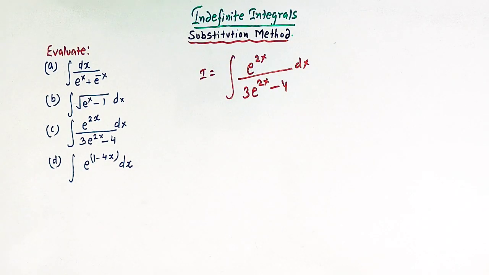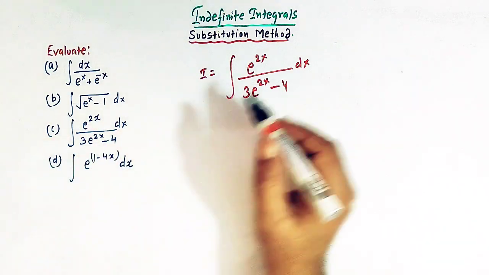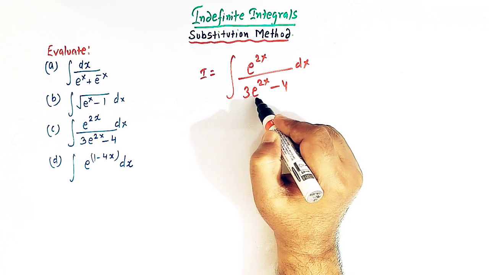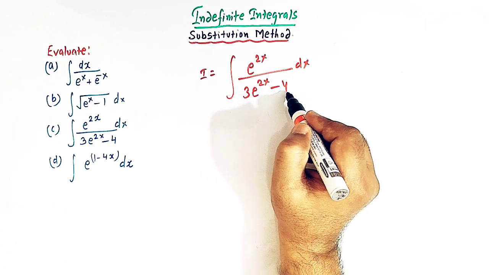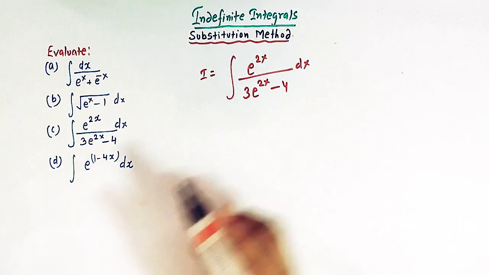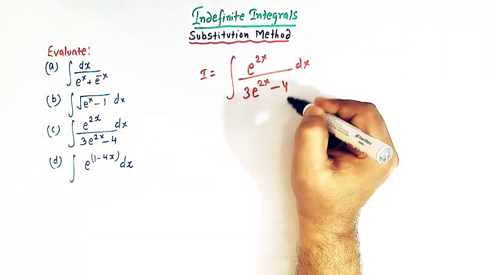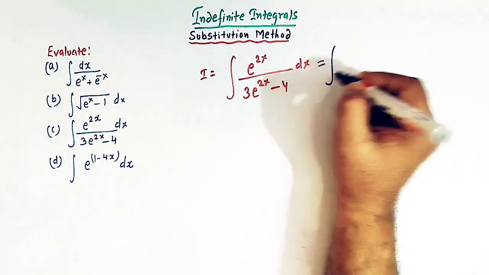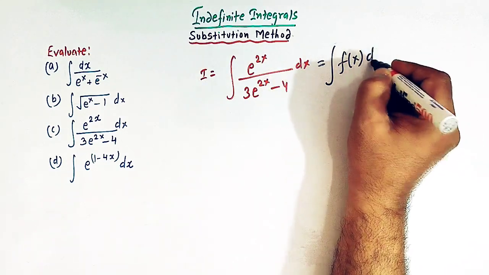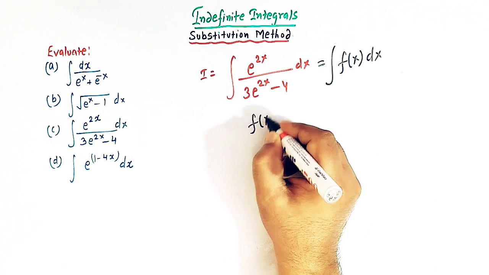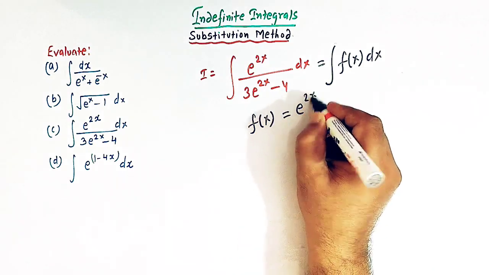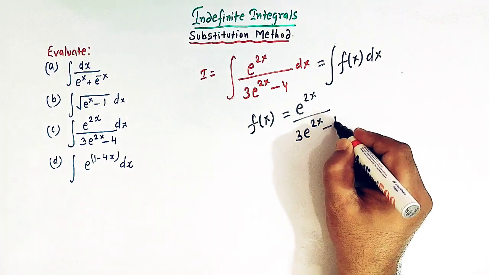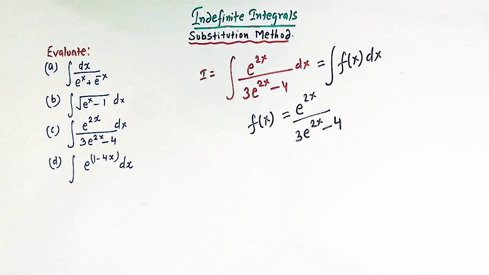So now let us consider the third problem. Here we have the integral of e raised to 2x divided by 3 times e raised to 2x minus 4. Now again, let us closely observe our integrand. Here we have the integral of f of x dx, and f of x is e raised to 2x divided by 3 times e raised to 2x minus 4.